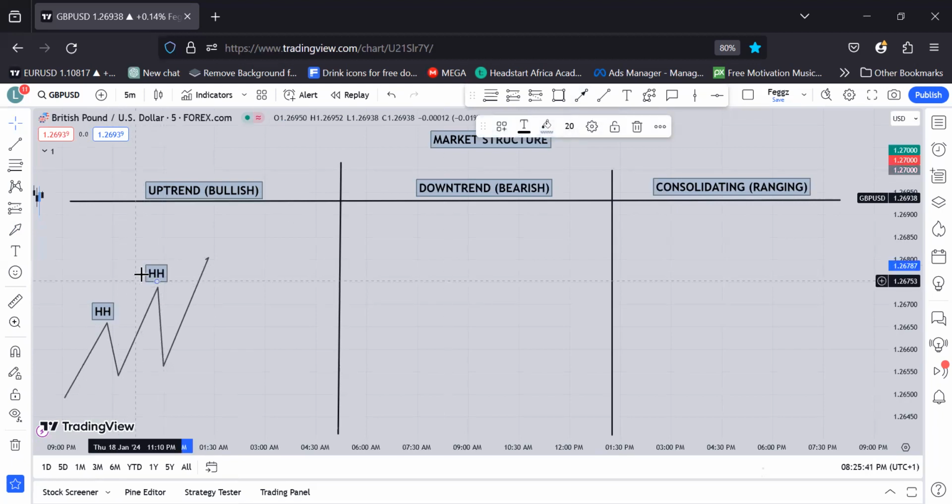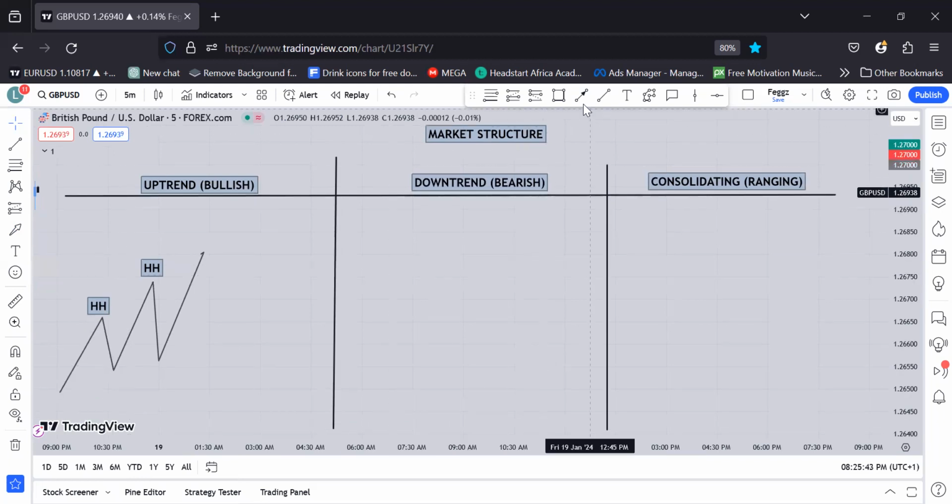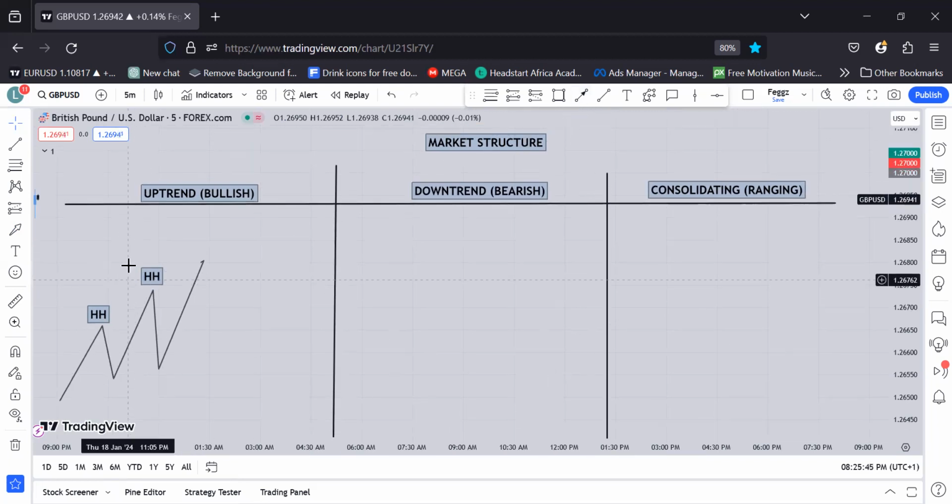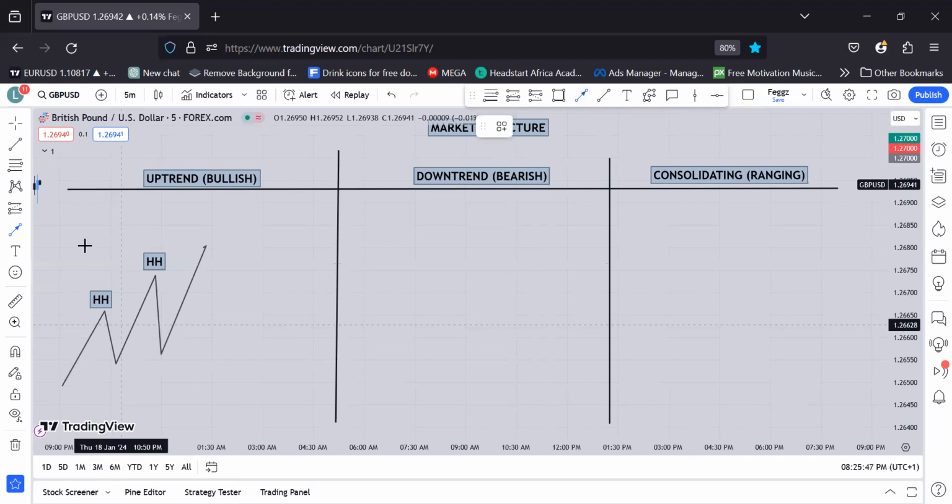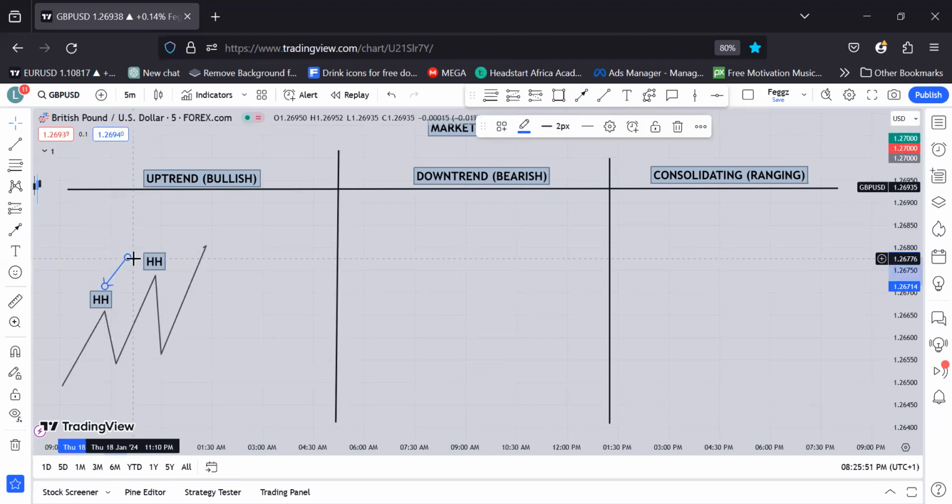It was higher than this high. It was higher. Why is my arrow not clicking? Because it was higher than this high. So the reason why this is a higher high is because it was higher than that high.